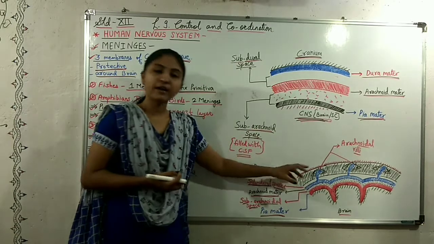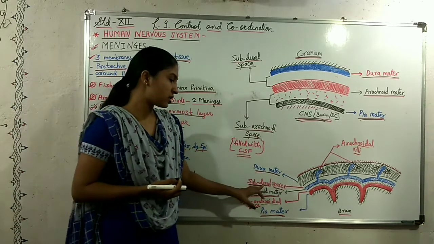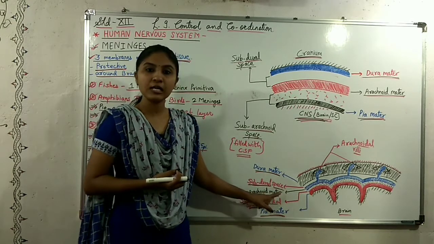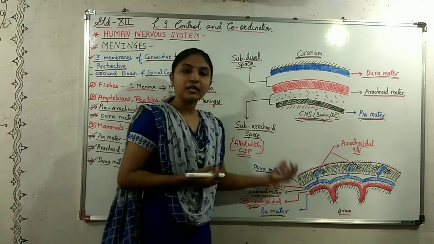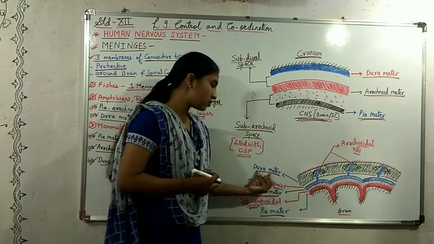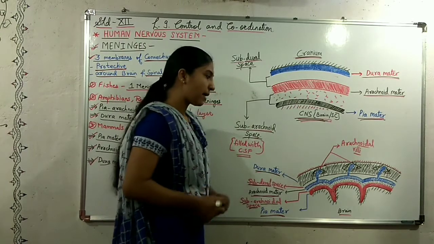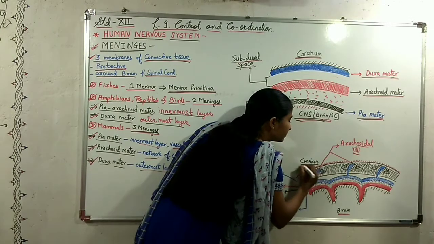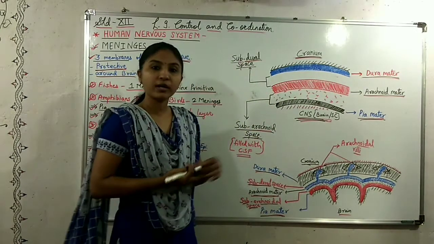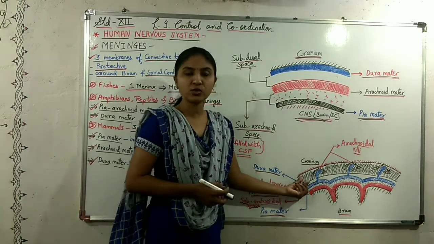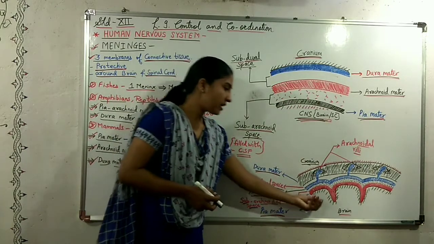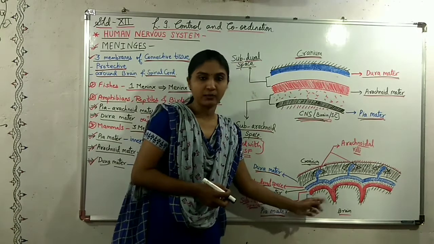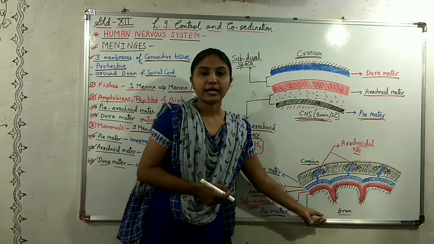And after arachnoid matter, there is a space or gap. That space is called the subdural space. And then the outermost layer is the dura mater. This dura mater is attached to the cranium. There is no gap in between the cranium and this dura mater. They both are attached. Whereas there is no gap in between the organ, that is the brain, and the pia mater. These both are also attached to each other.